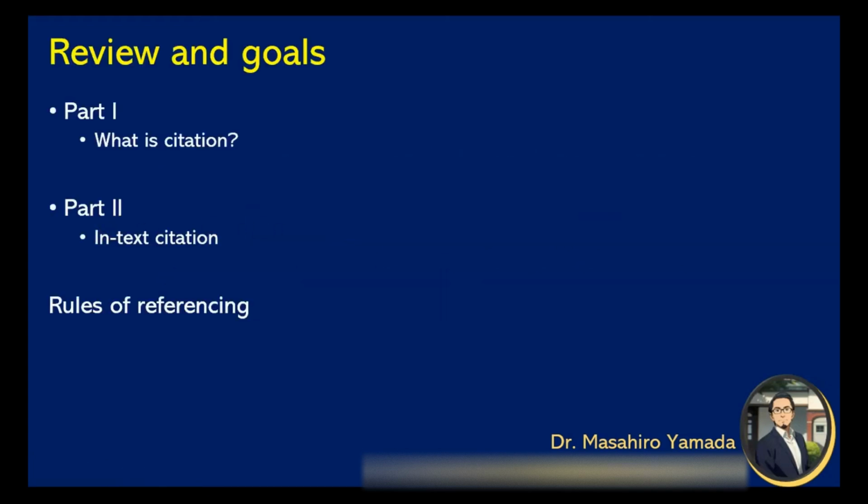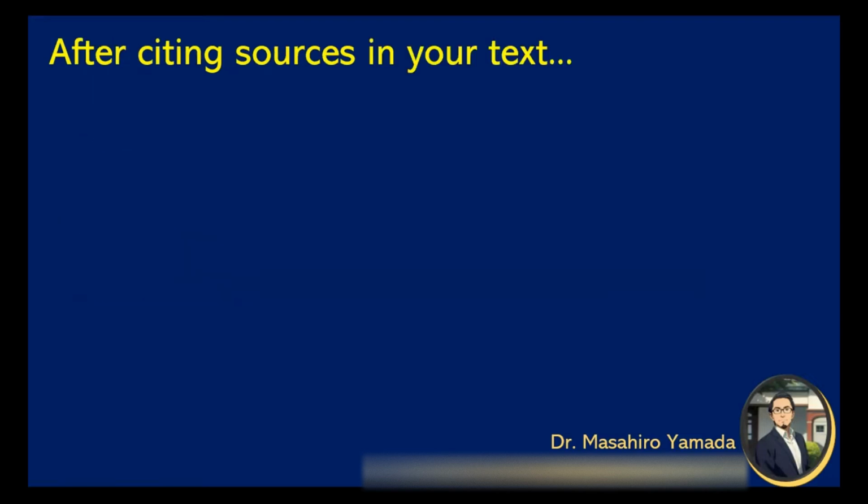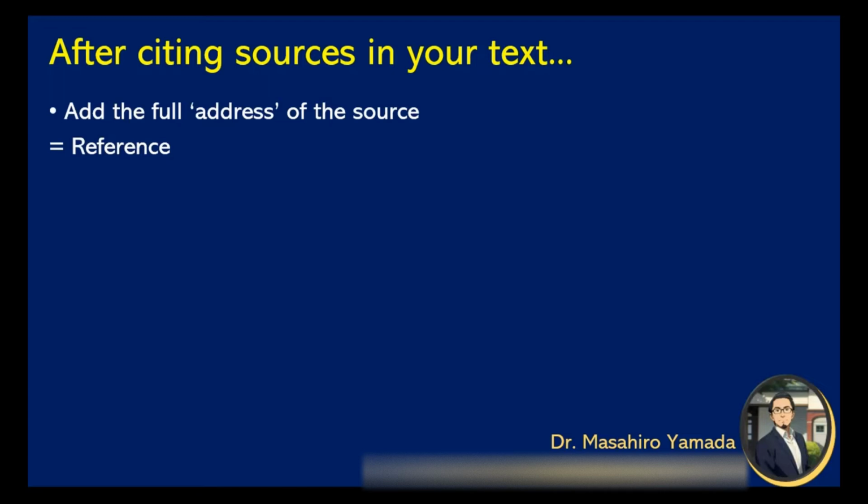In part two, I explained how to do the in-text citation using the APA Style 7th edition. In part three and the next video, I will talk about the rules of referencing. After you do this in-text citation in your text, which is the short version of the citation, it doesn't give readers the entire information about how to access the resources. So when you cite somebody's work, you add the full address of the source at the end of your document.